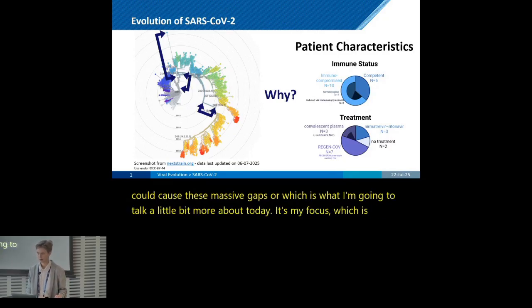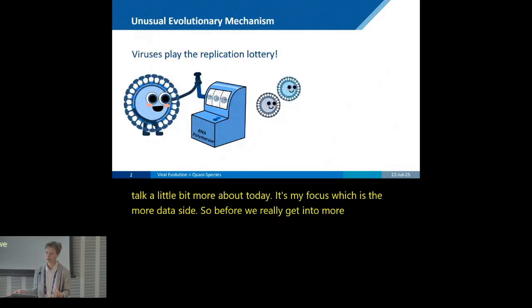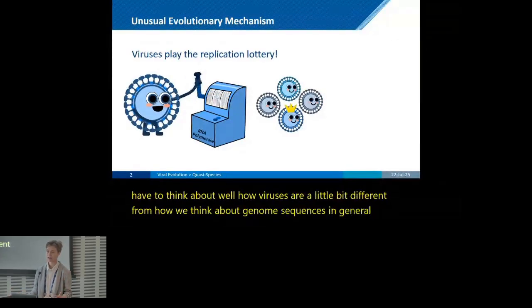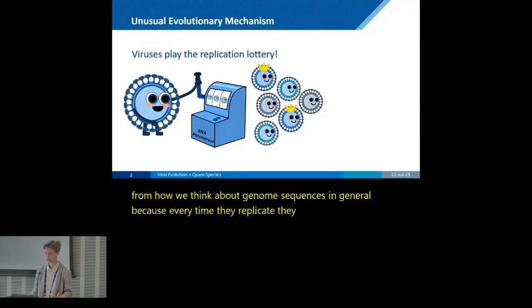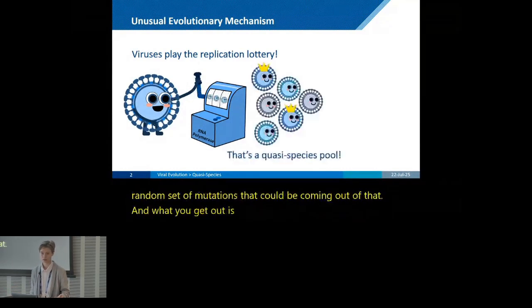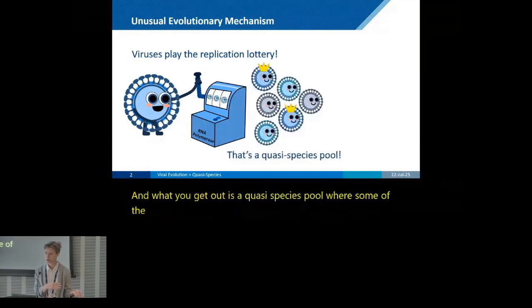more data side. So before we really get into more data, we have to think about how viruses are a little bit different from how we think about genome sequences in general, because every time they replicate, they have a completely random set of mutations that could be coming out of that. And what you get out is a quasi-species pool, where some of the progeny are identical to the original virus, but I'd say the vast majority of them aren't.